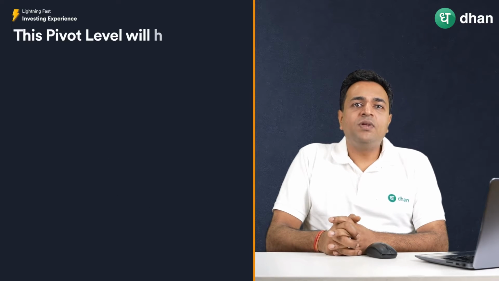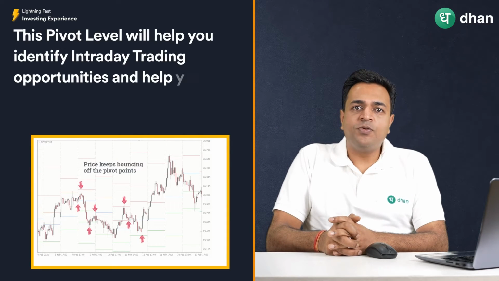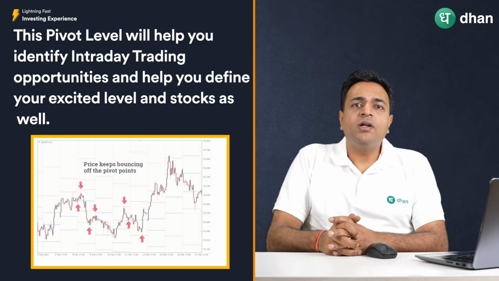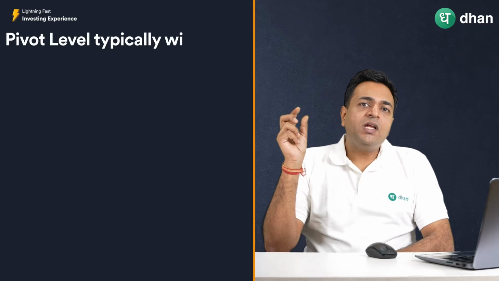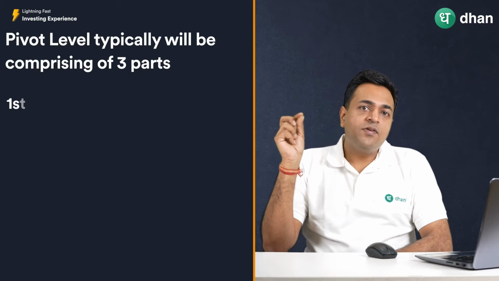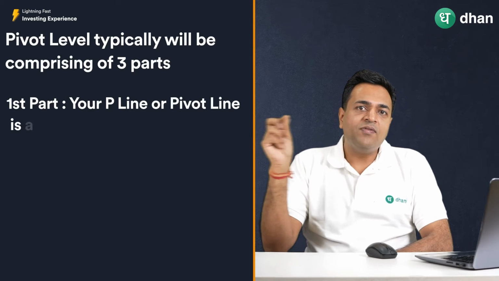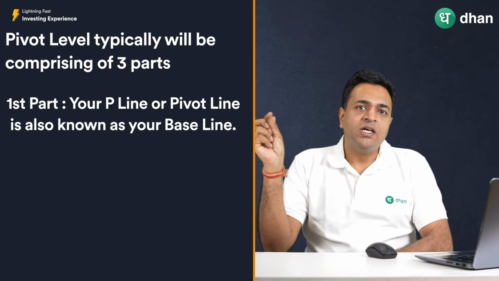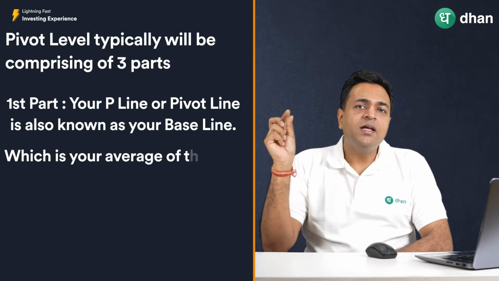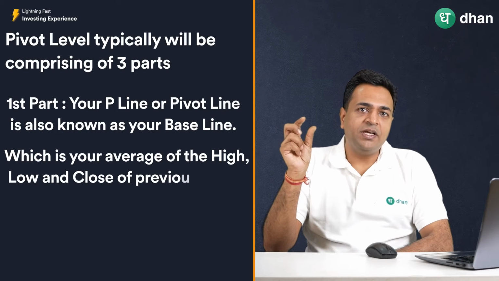These pivot levels will help you identify intraday trading opportunities and help you define your exit levels and your stop losses as well. The pivot level typically will comprise of three parts. The first part is your P line or the pivot line, also known as your baseline, which is your average of the high, low and close of the previous period.